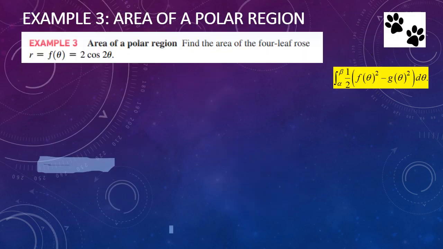So let's try our next problem, the area of a polar region. Find the area of the four-leaf rose, r equals f of theta, which equals 2 cosine 2 theta. Here we have the formula from the general definition, and notice g of theta squared is not going to be used because we're only looking for the region underneath one curve.